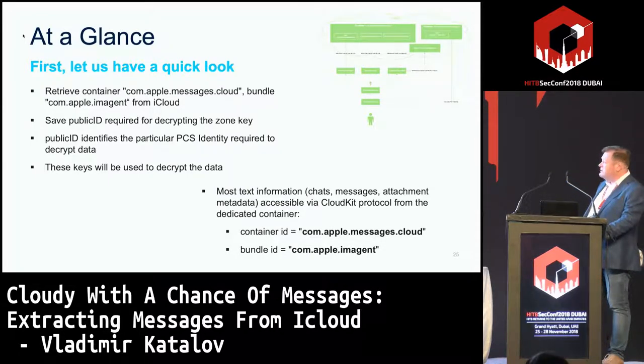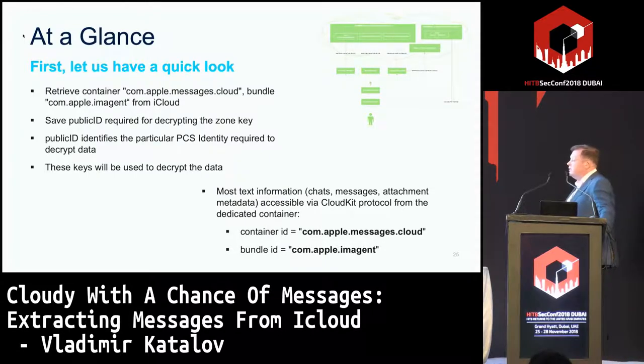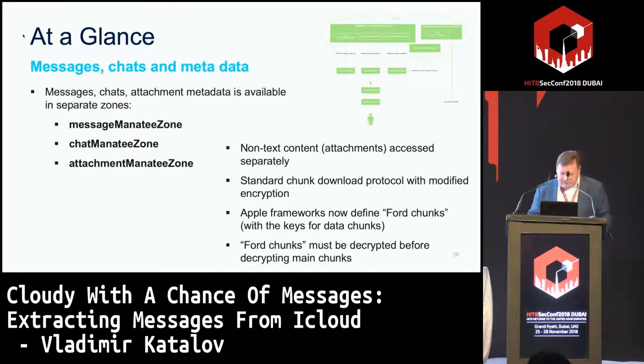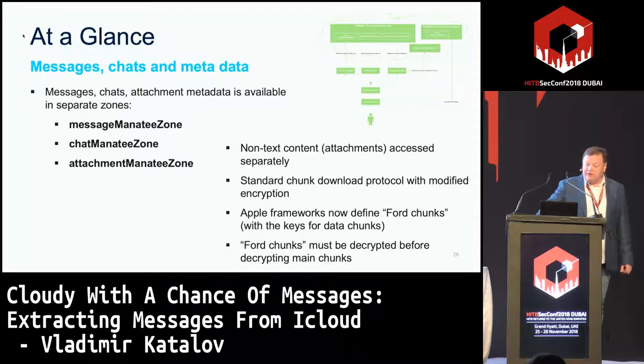So most of the text information is accessible in the container that is called, well, an obvious name, com.apple.messagescloud, and there is also the bundle ID that is required to extract that information, called com.apple.imagent. There are three zones, and that's a kind of internal name from Apple called Manatee, and there are three Manatee zones, as I said, for messages, for chats, and for attachments.